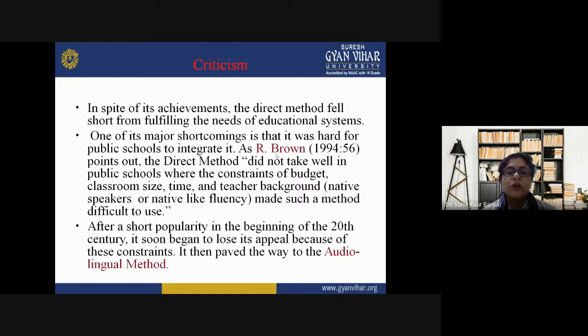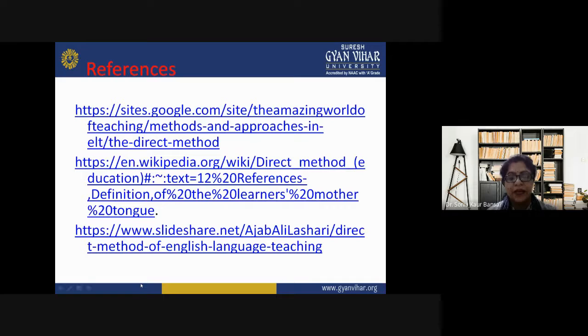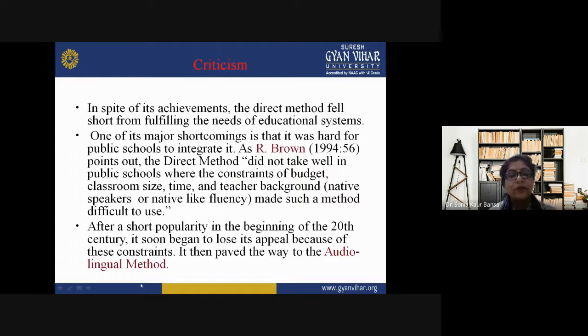So after a short popularity in the beginning of the 20th century, it soon began to lose its appeal because of these constraints. So that paved the way to the audiolingual method. So this is something that students, we have discussed.